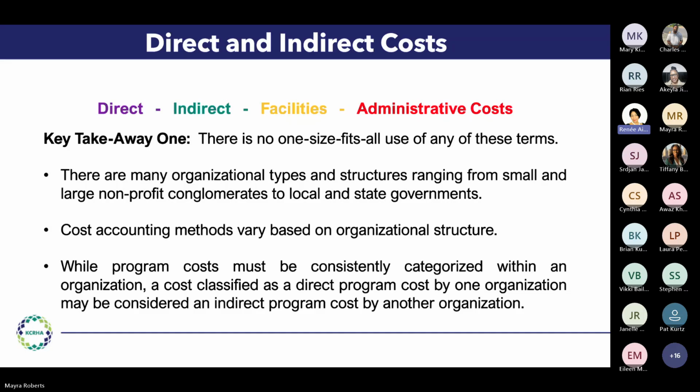And so while program costs must be consistently categorized within an organization, a cost classified as a direct program cost by one organization may be considered indirect by another organization. And what we're looking for in our review is consistency, right? And that's why we ask, when we do our monitoring of your programs, our finance department, for that fiscal component, we're asking for copies of cost allocation plans because we need to ensure that it is being consistently applied.